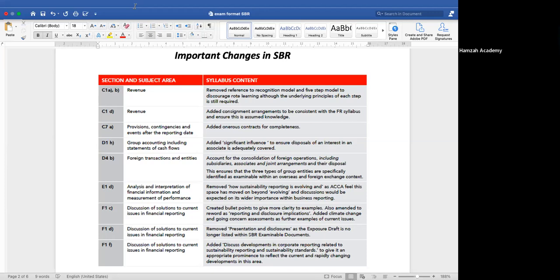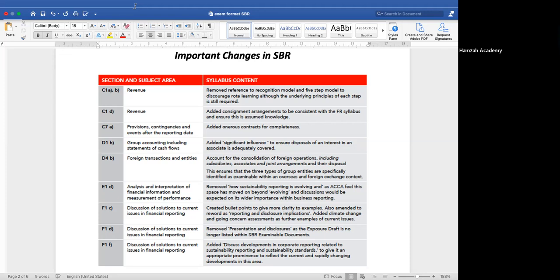we have consignment in the SBR as well, which will be tested now. And this is something which we are going to cover as well. Then as far as the SBR, most of the students are exempt, so technically speaking, I'll be covering it when revising the standard.